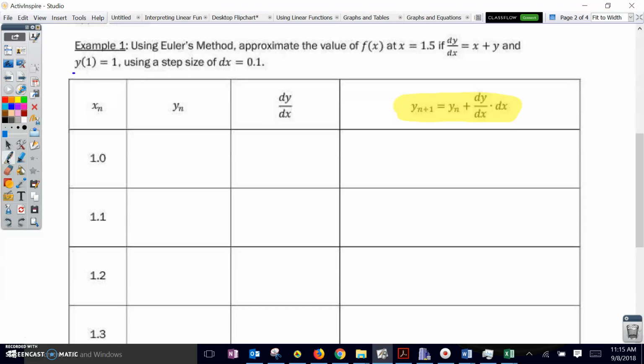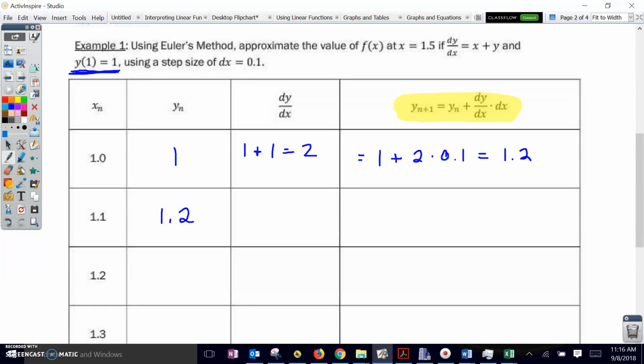So we're told that the initial value when x is 1, y is 1, so I'm going to put 1 in here. And now dy dx is x plus y, so that's just going to be 1 plus 1. So dy dx would be 2. And now I can find my new y by taking my previous y plus dy dx times dx, which in this table is 0.1. And that's just going to give me 1.2. And that I'm going to drop down to be my next y. And I'm going to continue this process until I get the value of y for x equals 1.5.